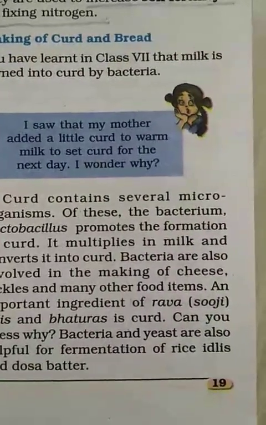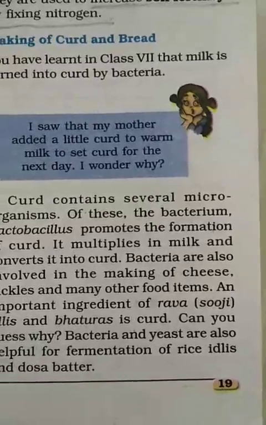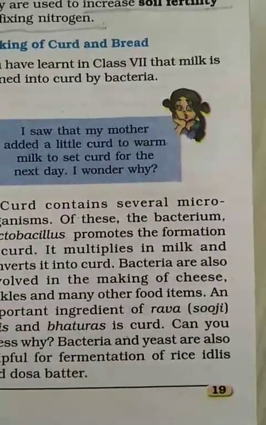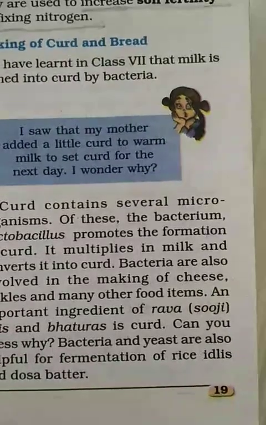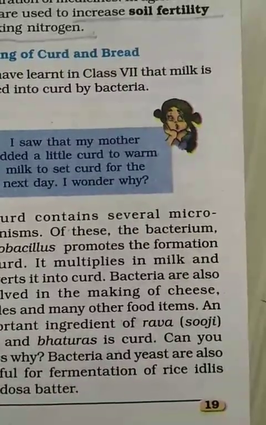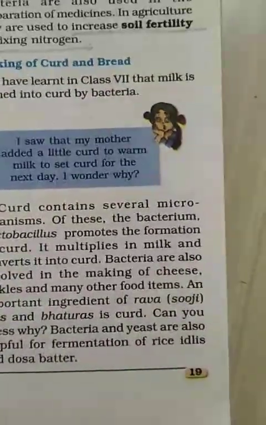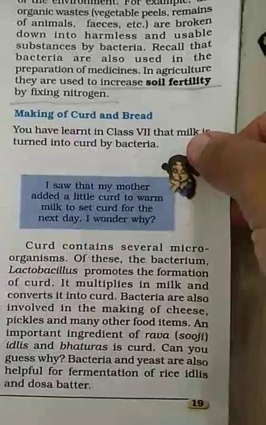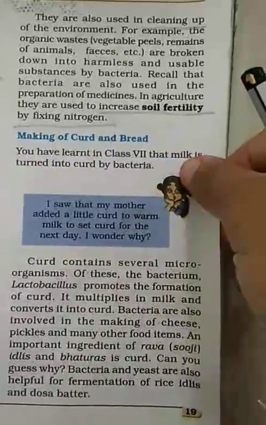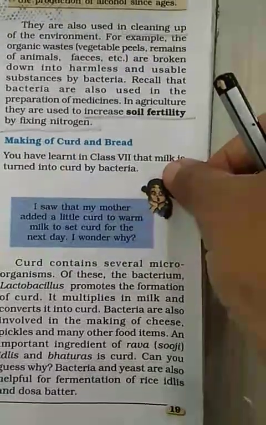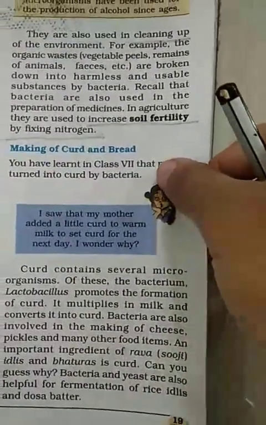pickles, and many other food items. An important ingredient of rava idlis and bhaturas is curd. Can you guess why? The bacteria and yeast are also helpful for fermentation of rice and idli and dosa batter, because in this the lactobacillus is present, which helps to multiply itself and helps to ferment the dough of idli or bhaturas.